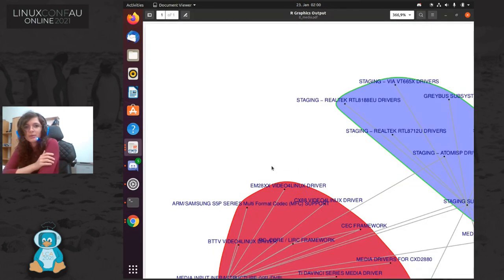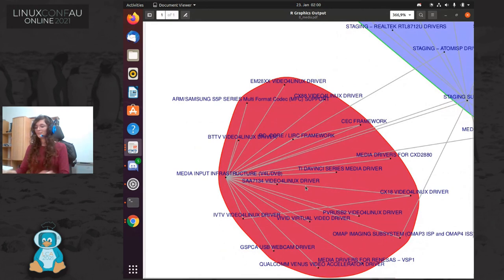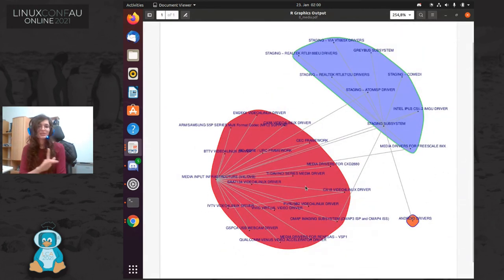Remember when I bothered you so much about the media subsystem earlier? Like, what's the media subsystem? Show it to me. There's your answer. This is it. To be precise, this is the media and staging subsystem, because subclustering shows that there's a clear media subcluster on here, a staging subcluster up there, and a third subcluster down here, just Android drivers.